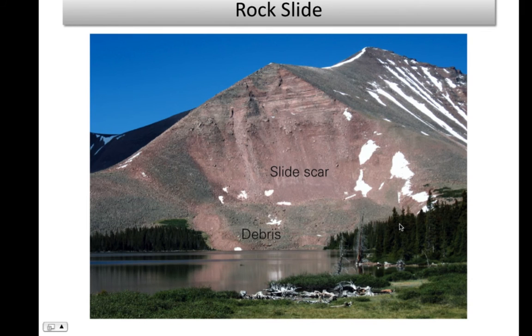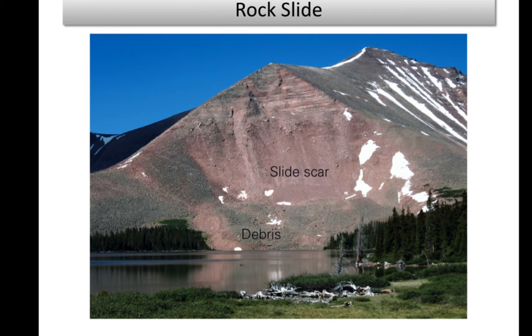Remember, a rock slide will be mostly rock debris. There could be some other finer-grained material, but what you'll find is that the rocks are pretty much always in contact with the slope. It's a steep slope.